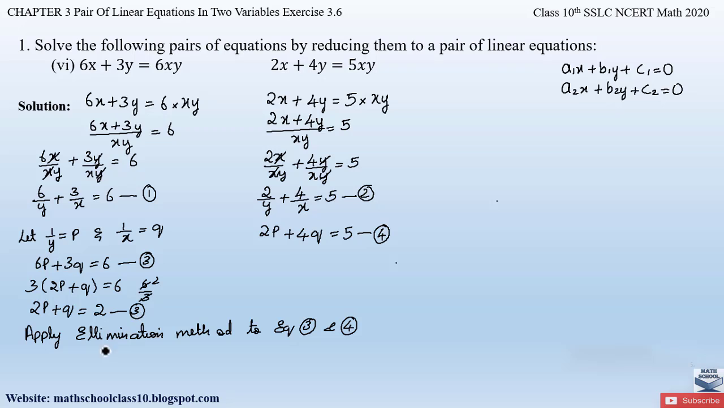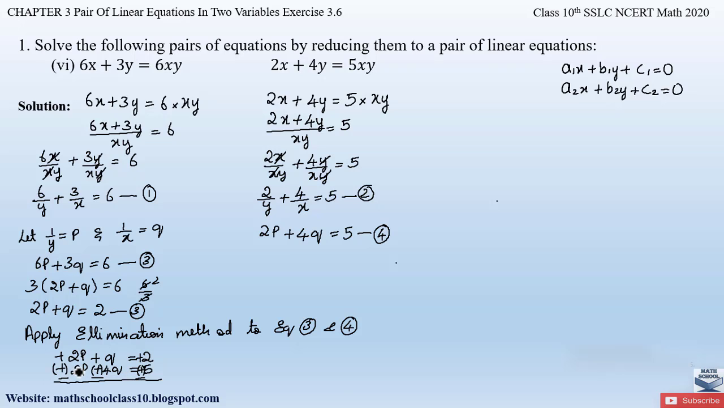So from equation 3 we have 2p plus q equal to 2. From equation 4 we have 2p plus 4q equal to 5, right? So to apply the elimination method, we have to make sure the variable we are going to eliminate has the same coefficient. So here the p variable has the same coefficient, that is 2. Therefore we can eliminate the p variable, but the signs should be plus and minus. Here both the signs are plus. So let us change the signs for the second equation. So this plus 2p will become minus 2p, plus 4q will become minus 4q. Again we have here plus 2 and plus 5. Here plus 5 will become minus 5, right?